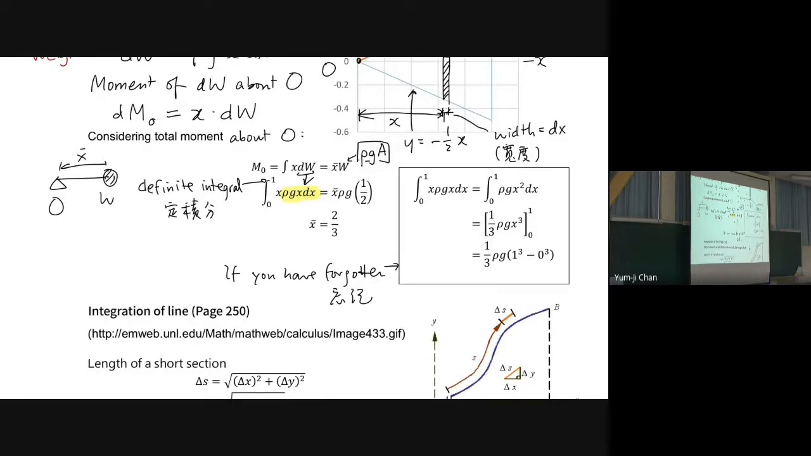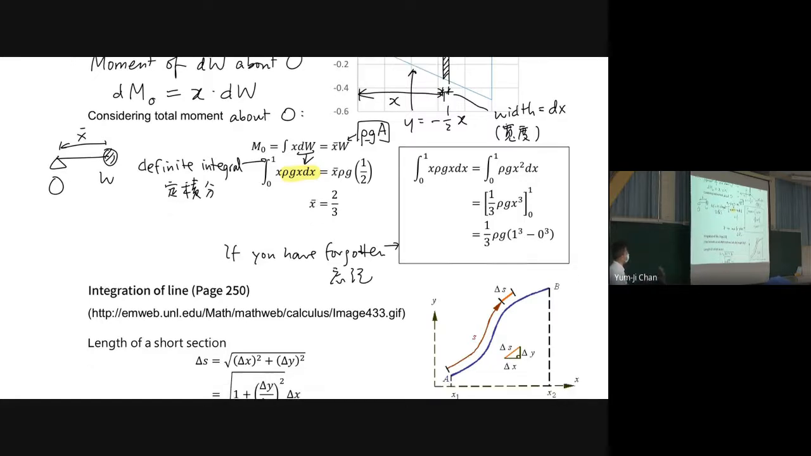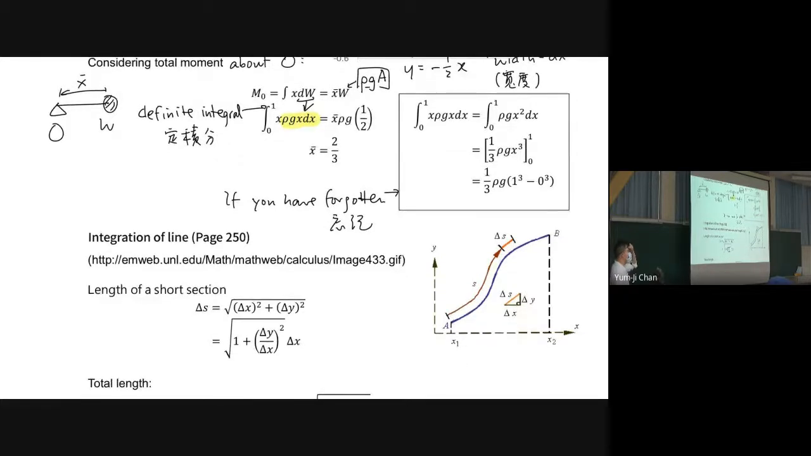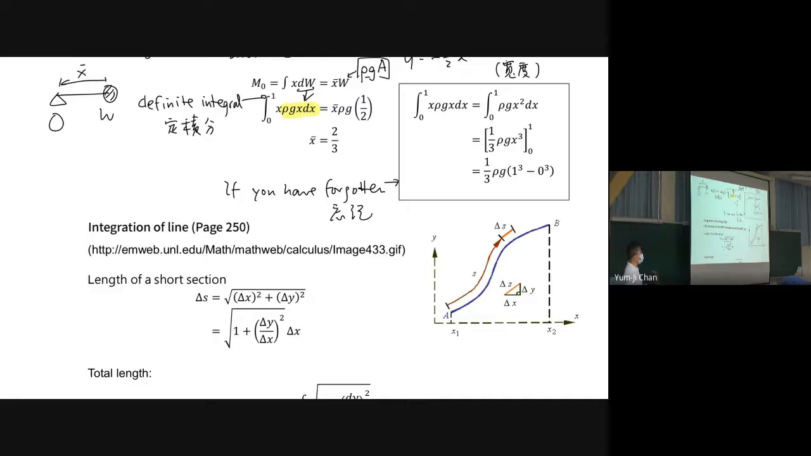Now we go to the next. Now we are using integration to do some physics problems, and now we want to do something new here. For example, suppose we have something very light, and then we have a line here, and it is made of metal, something like that. And we want to determine the centroid of this line.